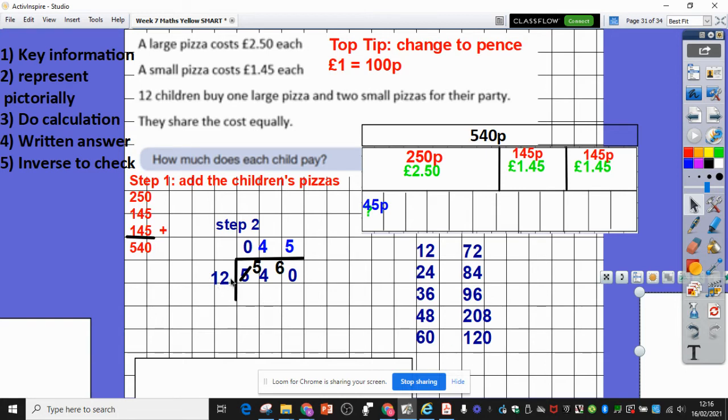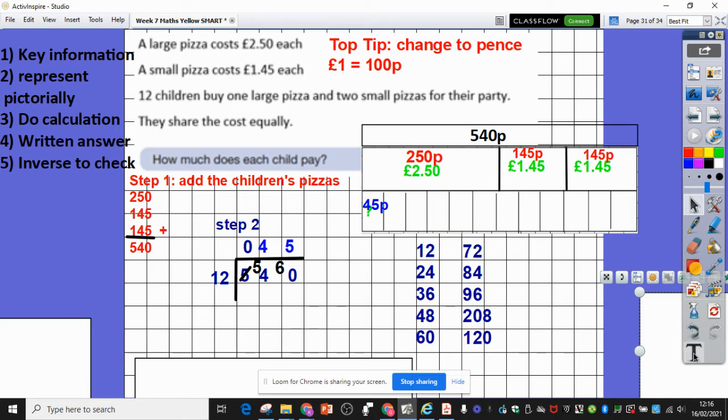Now, I know that 12 doesn't go into 5, so I put my 0 up here. 12 goes into 54. Let's have a look at this. Well, I've got 48 here and 60. 60 is too big, so it's got to be 48. So that's 1, 2, 3, 4 times. 4 times is 48. 48 from 54, I know, is 6. So 12 goes into 60, here we go, exactly 5 times. So I know that each child is going to have to pay 45p.